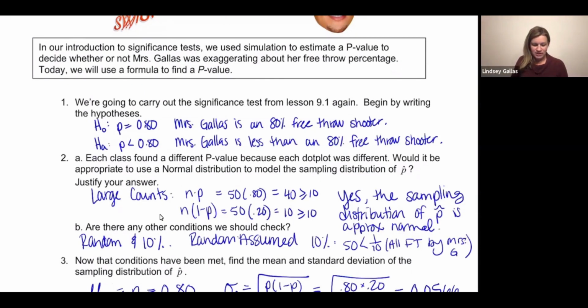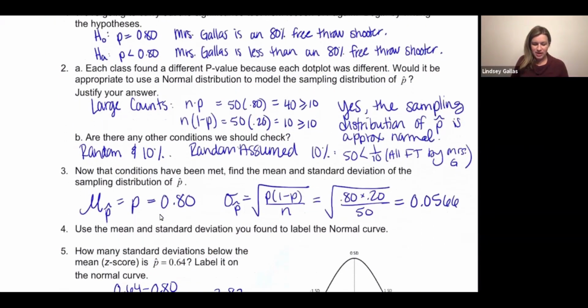All right, so we start in question number 2, where we are asked whether it would be appropriate to use a normal distribution to model the sampling distribution of p hat. This is taking us back to previous chapters. Remember, when you're dealing with proportions, we're checking large counts. Originally, when we first started talking about large counts, we did n times p. The only time we did n times p hat was when we were dealing with a confidence interval because we didn't know what p was. Well, you might be thinking here as well, I don't really know what Mrs. Gallus's true free throw percentage is.